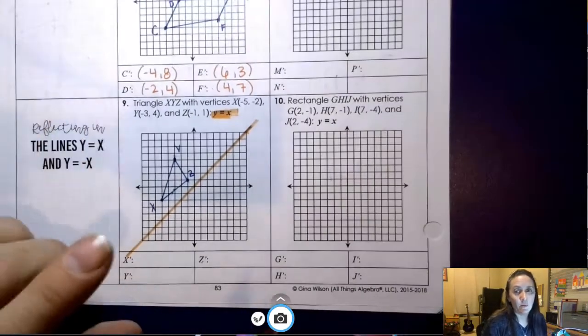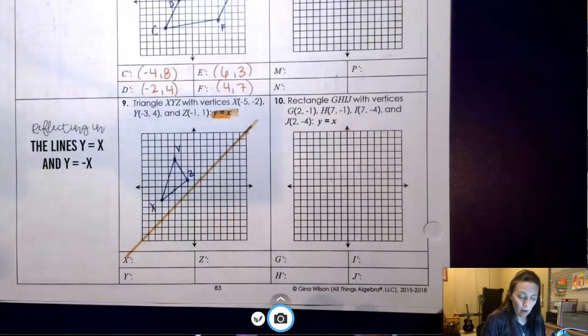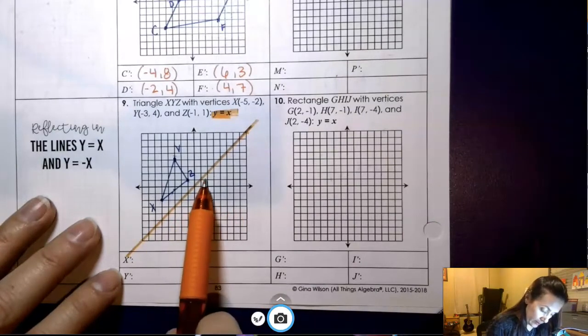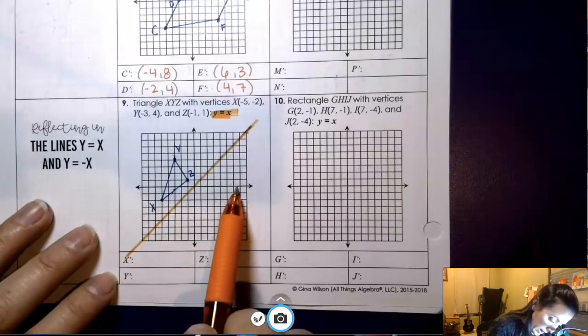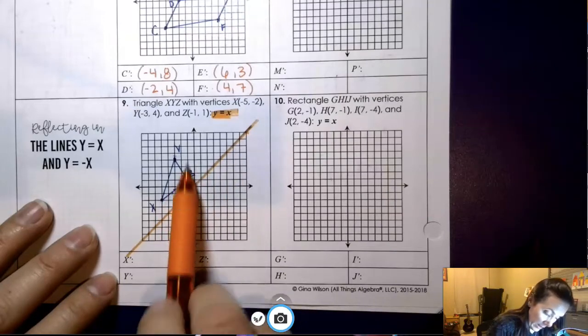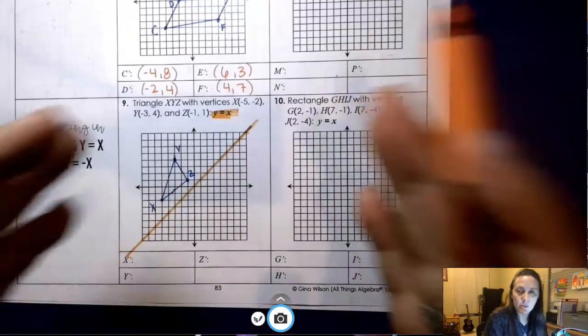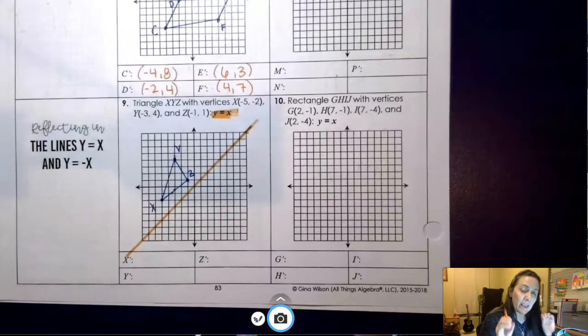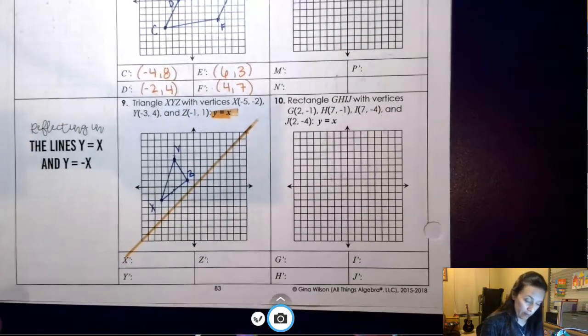This one, y equals x, is tricky. Y equals x is where, like, if y equals 1, x equals 1. If y equals 5, x equals 5. If y equals 10, x equals 10. So it's going to be this diagonal line if you have a y equals x. Counting to the line becomes tricky.